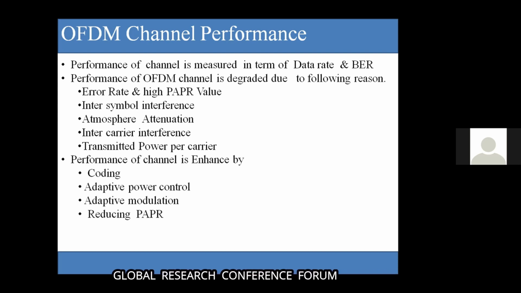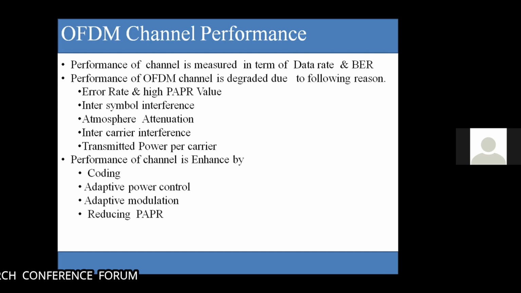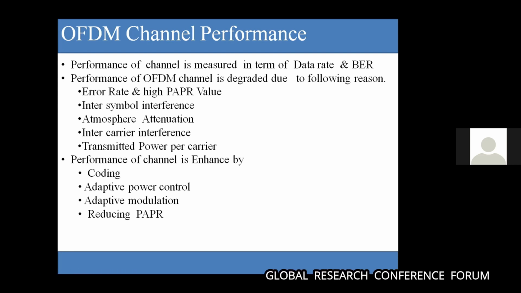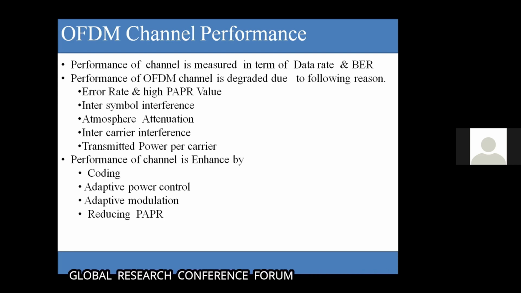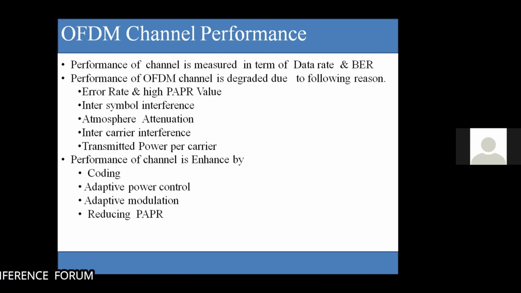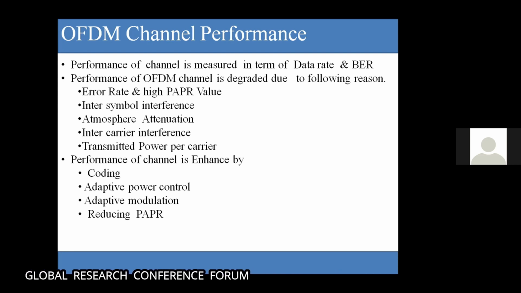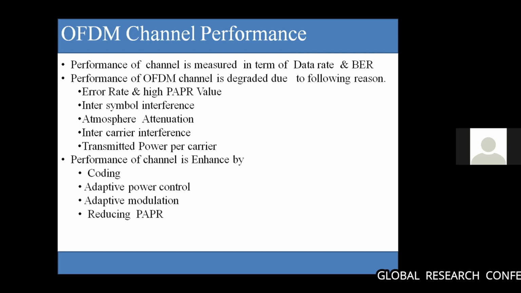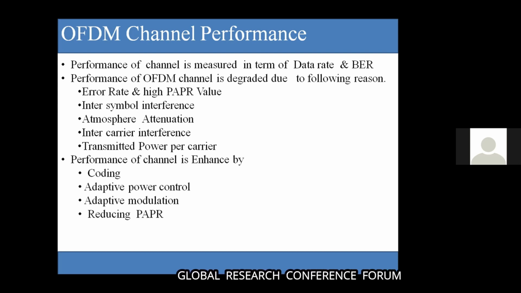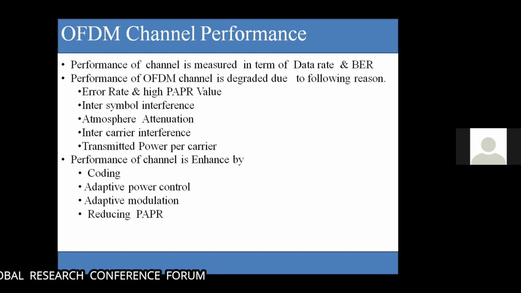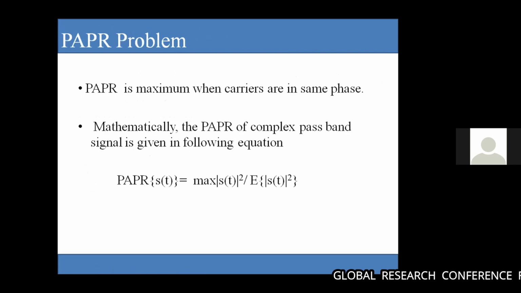If you want to enhance the performance of the OFDM channel, we have different techniques like channel coding, adaptive power control of the subcarriers, adaptive modulation, meaning the modulation changes with respect to conditions, and reducing the PAPR. In our research work, we basically concentrate on coding and the reduction of PAPR by using coding. And for the coding, we use the cyclic code.